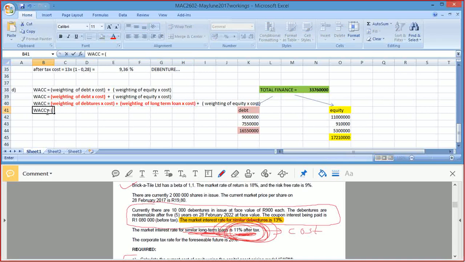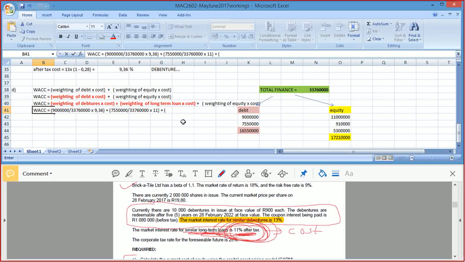So WACC equals, open brackets. How much debentures am I using? I'm using 9 million, divided by the total, 33 million, times the after-tax cost of debentures, 9.36. Plus, how much long-term loans do I have? 7.55, divided by the total, 33.76, times the after-tax cost of the long-term loans, 11 after tax.